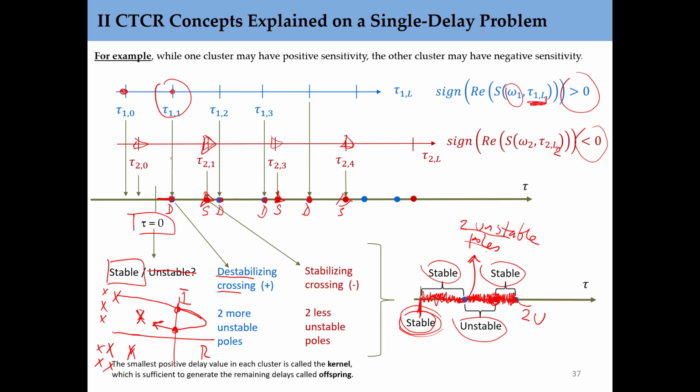All right. So just to continue, to give you some form of familiarity, the smallest positive delay value in each cluster, so here in this case, this one, and in the red set, the smallest positive is this one. Those are called kernels.